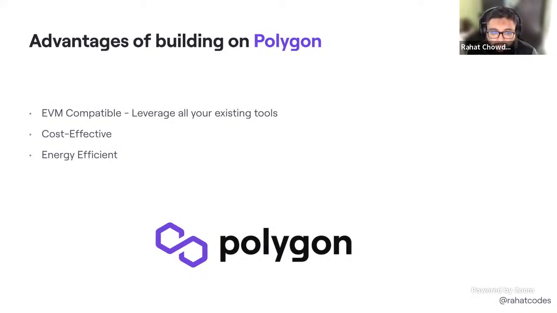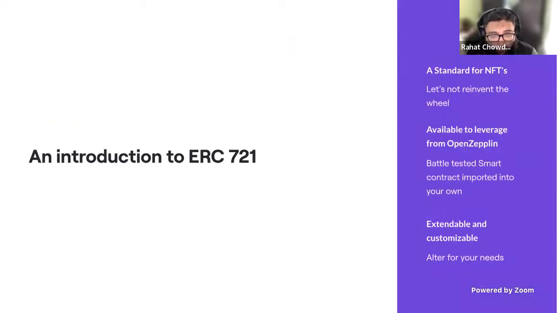It's a very different pricing tier, and it's a lot more energy efficient, using less energy than the Ethereum mainnet because we're already on a proof of stake blockchain. Cool. So I mentioned this a couple of times, ERC 721.